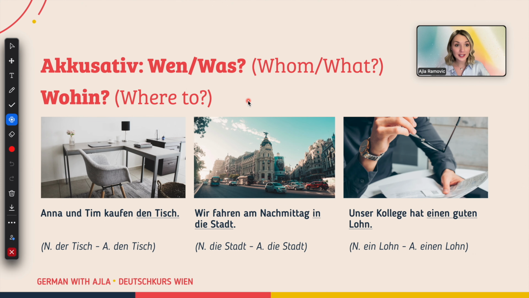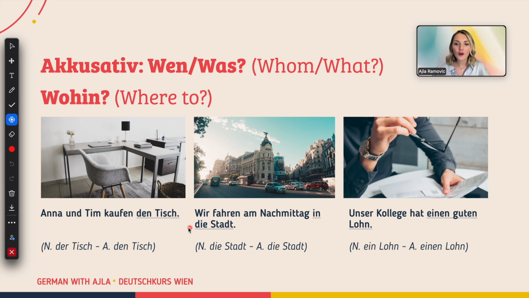So as I have said, accusative is always answering the questions wen oder was, whom or what, and wohin, where to, meaning what is showing up in accusative is either a direct object or a place that we are moving towards. I want to give you some examples to make it a bit more understandable.